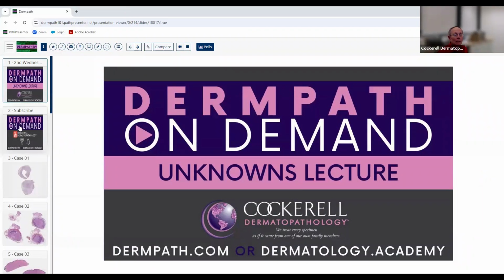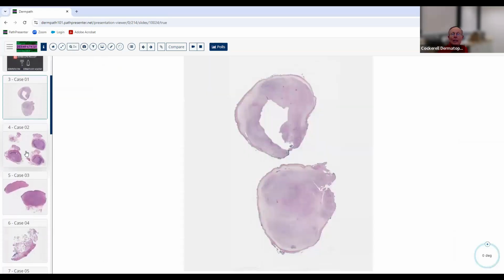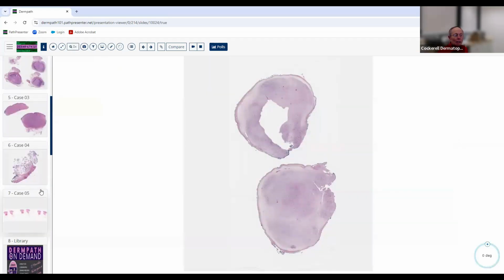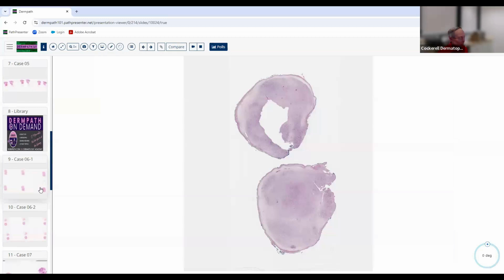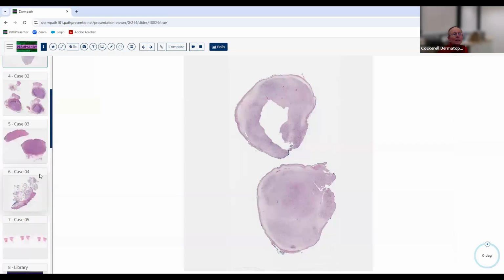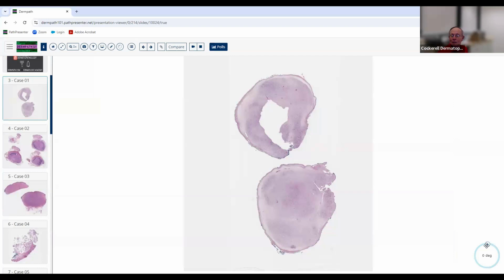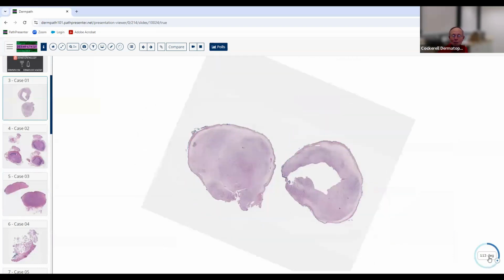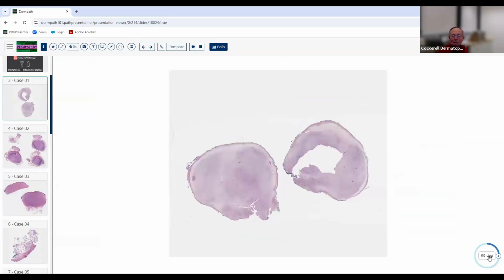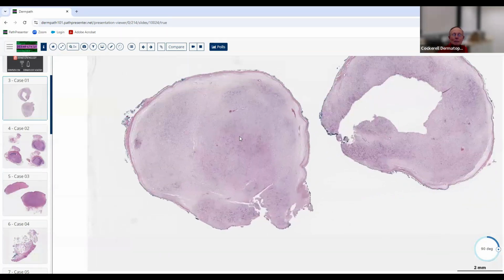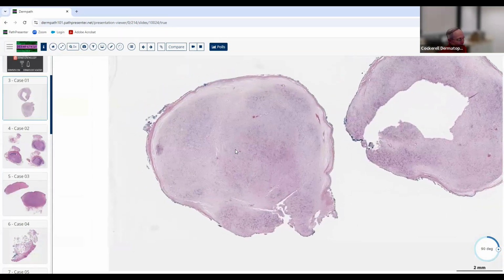We'll go ahead and get started here. We've got a lot of interesting cases this morning, a lot of neoplasms today, so it gives you a chance to hone your neoplastic pathology skills a little bit. All right, anybody want to start off with this one?